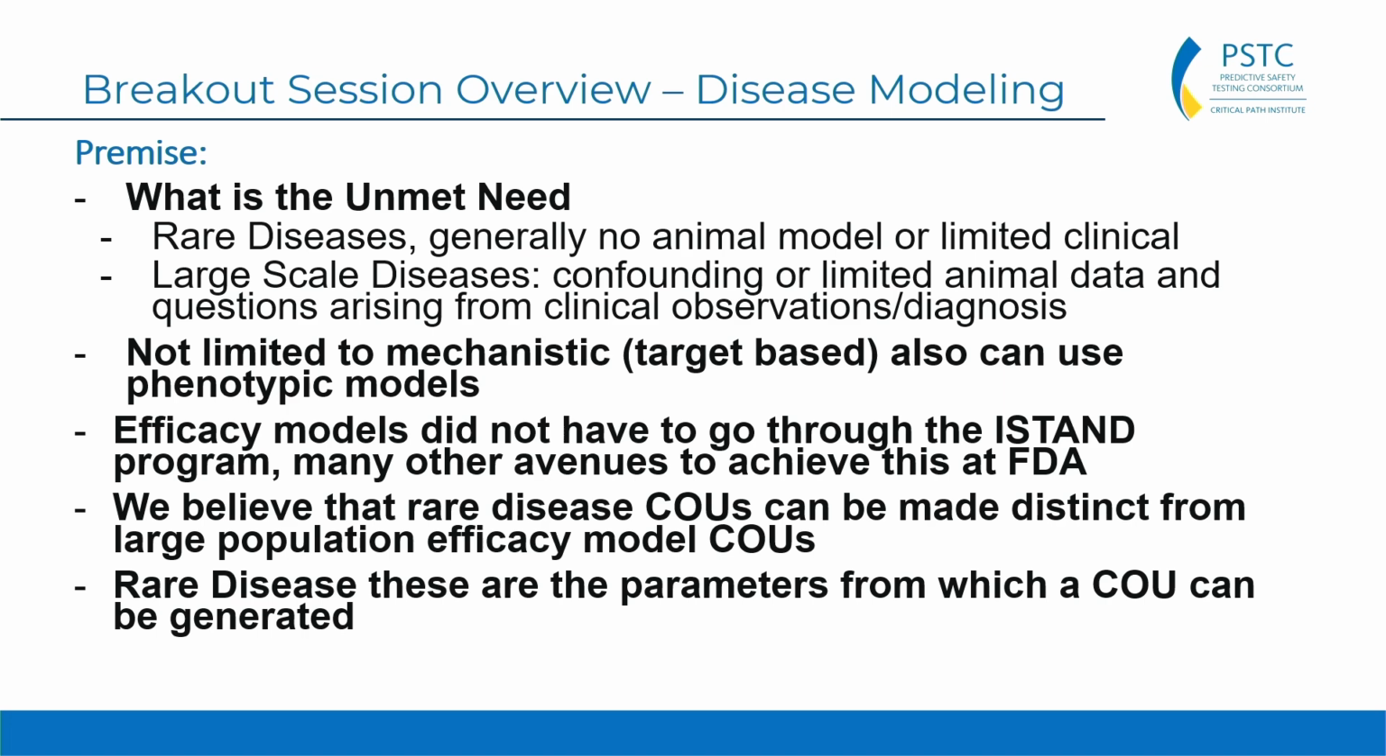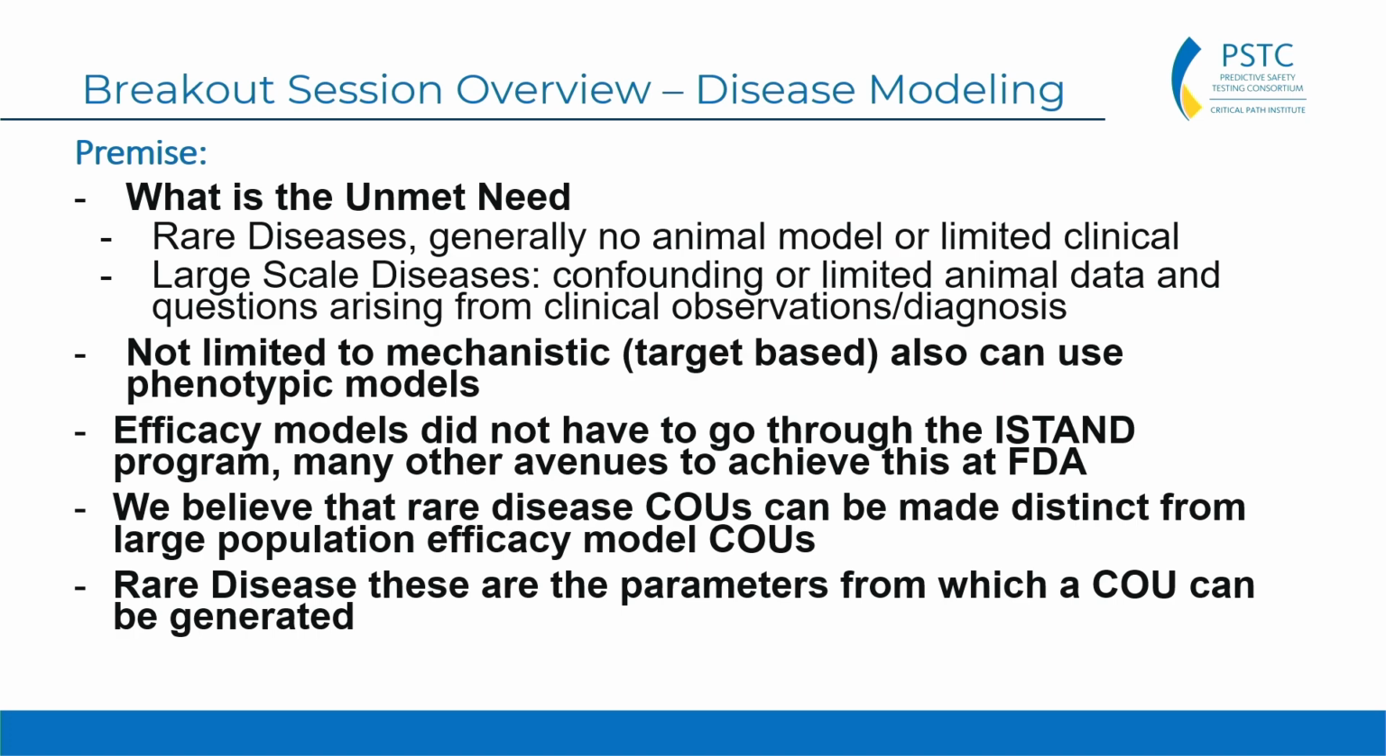All right, Jay. So again, thanks everybody for a great discussion, very efficient discussion. Appreciate it. We were given a very broad topic, so the first thing we decided to do was figure out the premise of what we were going to talk about. We also divided it into two classes: rare diseases and larger population disease models. The unmet need for rare diseases was generally no animal model or limited clinical data. For large scale diseases, it was confounding or limited animal data, or questions arising from clinical observations. Those were our unmet needs for these two different classes.